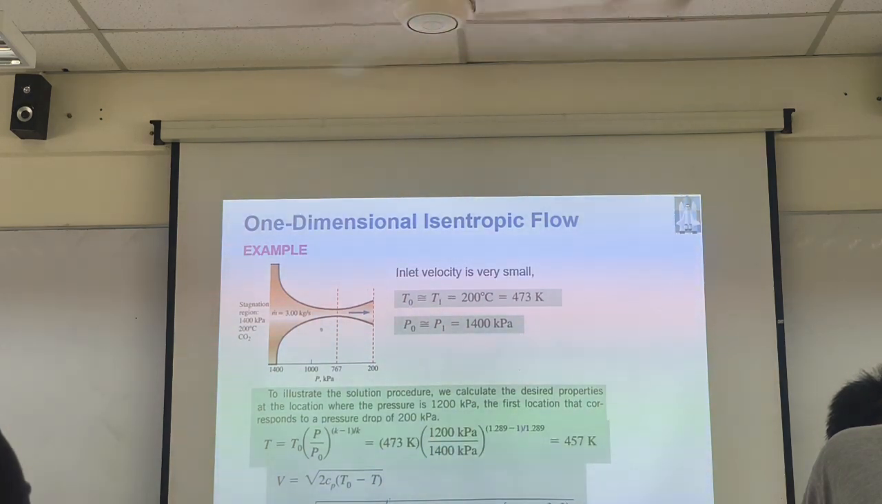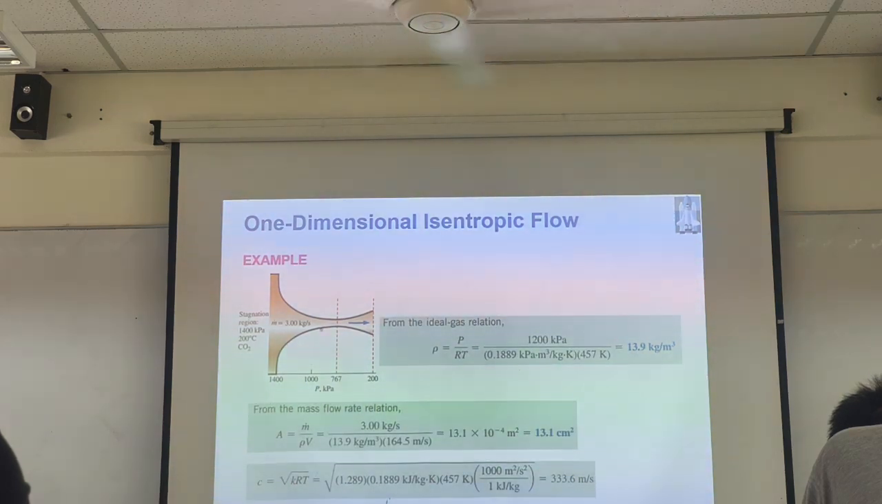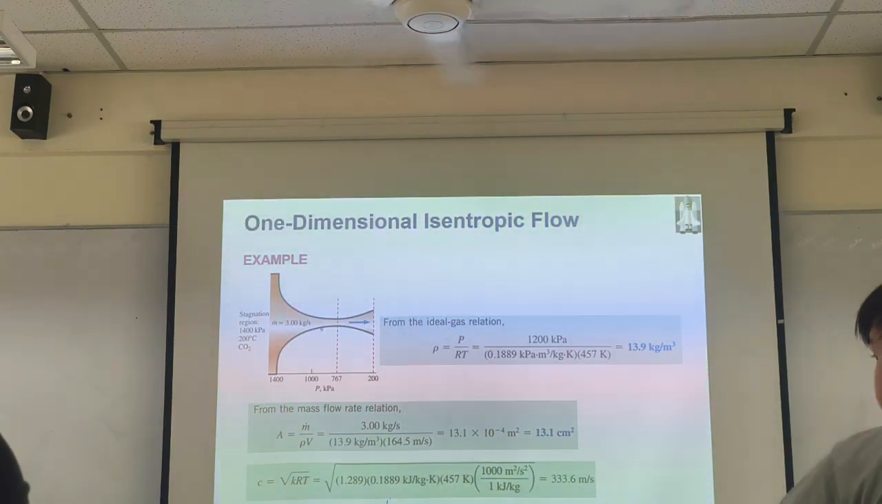Of course we are not done looking for everything yet. We still need to find density. For density you can still use the isentropic relation if you want to, but we do also have a simpler way. You can just use the ideal gas relation. So density equals P over RT, then you can get density.